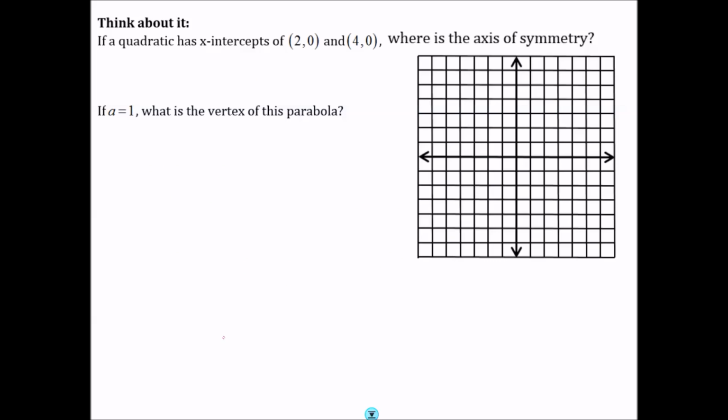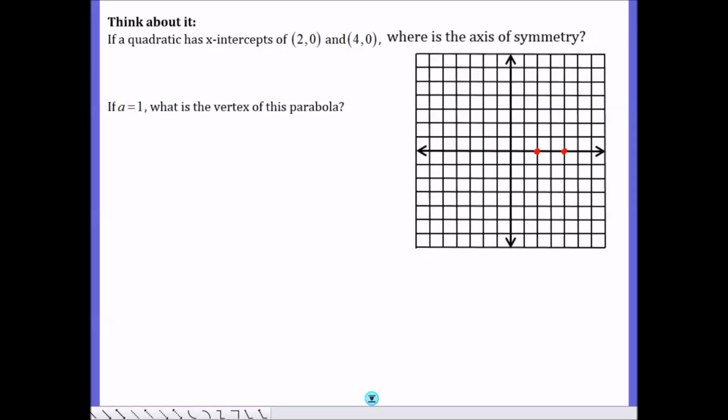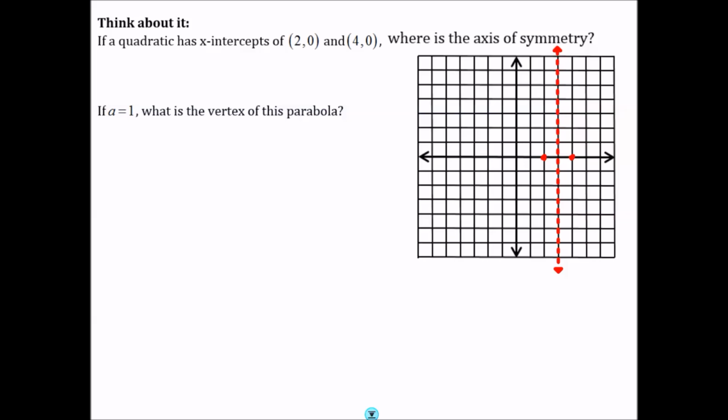If you have a quadratic with x-intercepts of (2, 0) and (4, 0), where would the axis of symmetry be? So we can use this graph to help us figure that out. So that's the point (2, 0), and that's (4, 0). Since quadratics are symmetrical, we know that the axis of symmetry will cut the graph in half, which means it will be right between these two x-intercepts. So our axis of symmetry will be x equals 3.